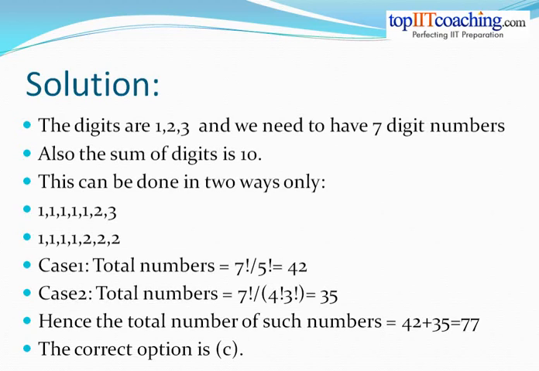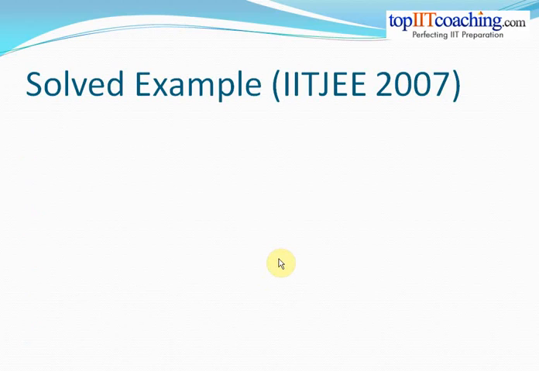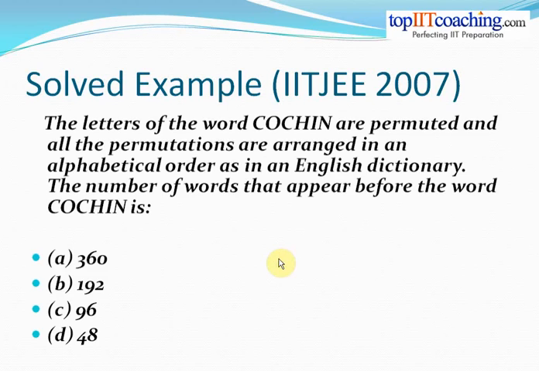So the total number of such numbers becomes 42 plus 35, and that is equal to 77, which is the third option. Now students, let's look at another problem which appeared in IIT-JEE 2007. The letters of the word COACHING are permuted and all the permutations are arranged in alphabetical order as in an English dictionary. The number of words that appear before the word COACHING is: option A 360, option B 192, option C 96, and option D 48.